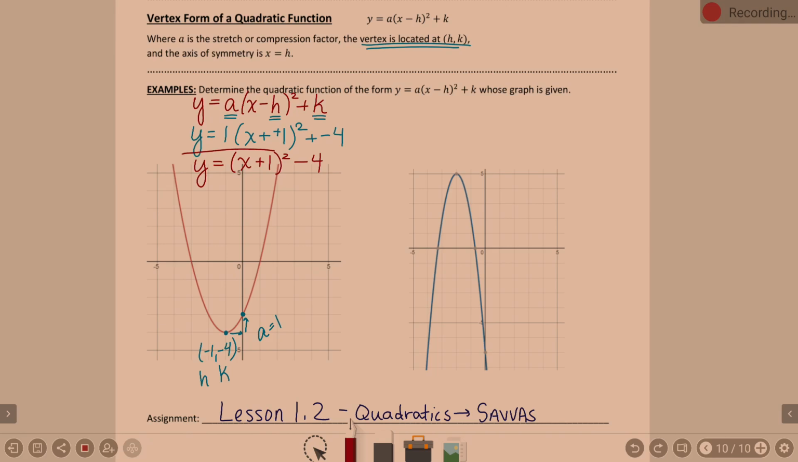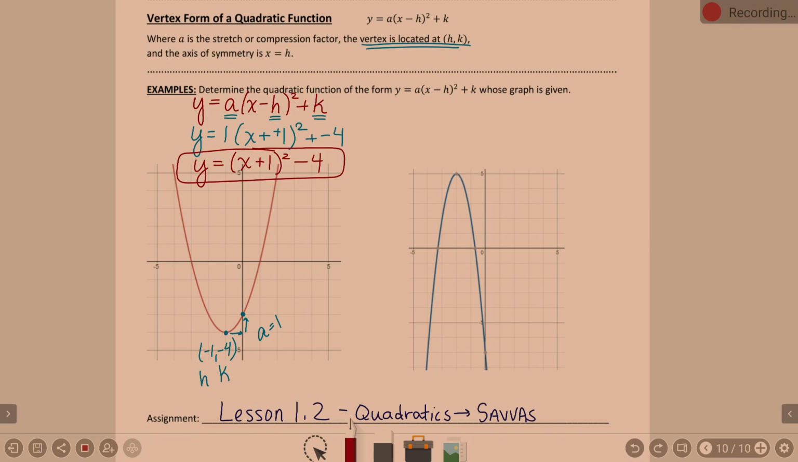And that's what Savas is going to be looking for too. Savas might get mad and count it wrong if you say plus -4. Annoying, I know, but they will. They might also get mad and count it wrong if you put that 1 out front. Annoying, but they might. They might not. I don't remember for sure.